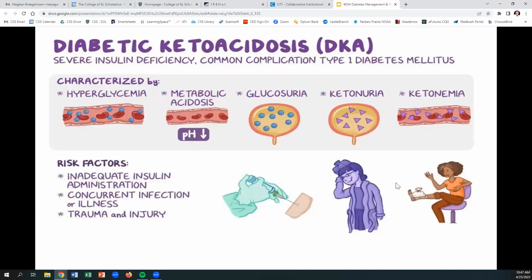Okay. So risk factors are going to include inadequate insulin administration, concurrent infection or illness, and any sort of trauma or injury that the body might be reacting to. Okay, so that is this little lecture on diabetes management and monitoring.